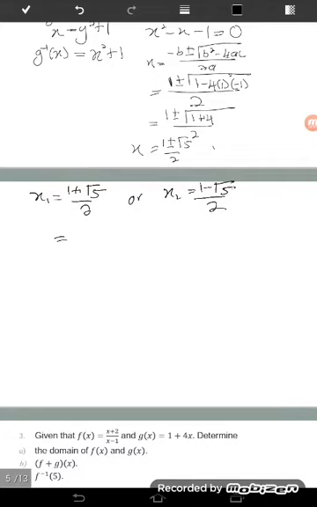So this one, the answer is 1.618, and this one is equal to negative 0.618. Okay, so if you use a calculator, it will give you these answers directly.